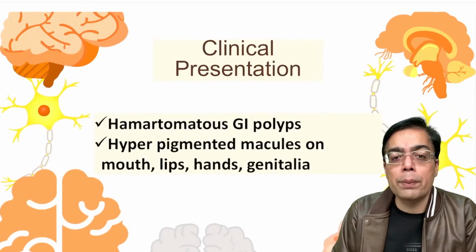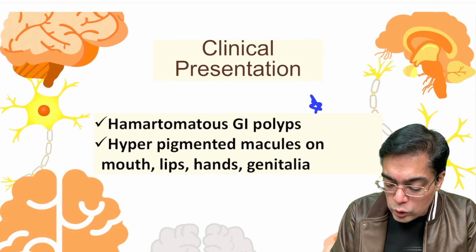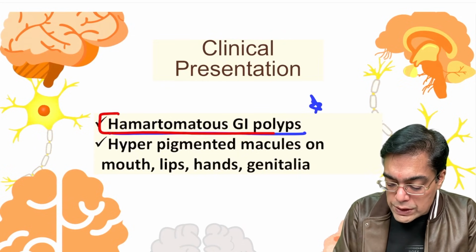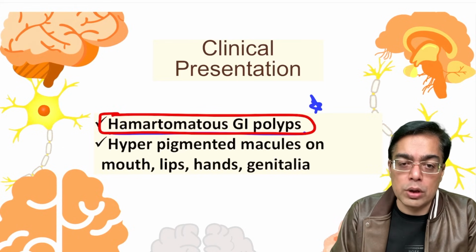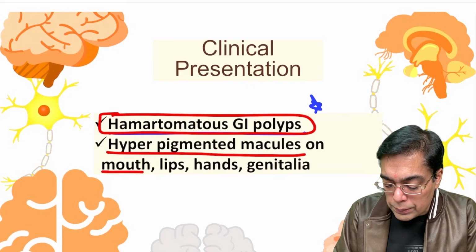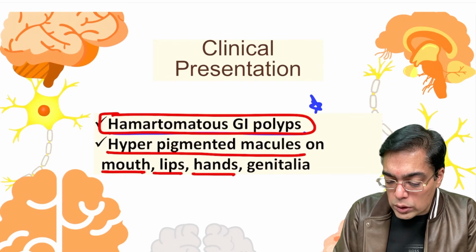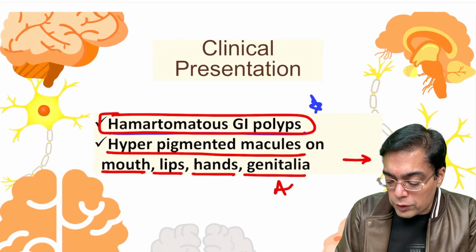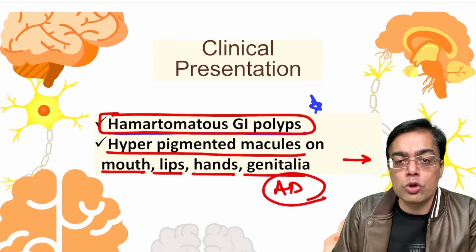The next one talks about a patient having the presence of hamartomatous GI polyps. The bread and butter of GI questions in the current times, hamartomatous GI polyps. If the question makes a mention of the presence of hyperpigmented macules on the mouth, on the lips, on the hands, on the genitalia, what are we dealing with? Without a doubt, we are dealing with an example of an autosomal dominant condition. What condition comes to your mind?